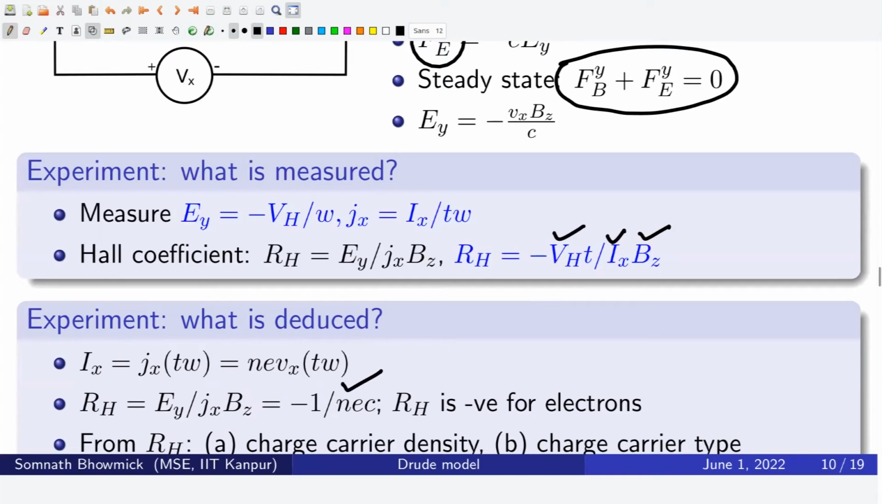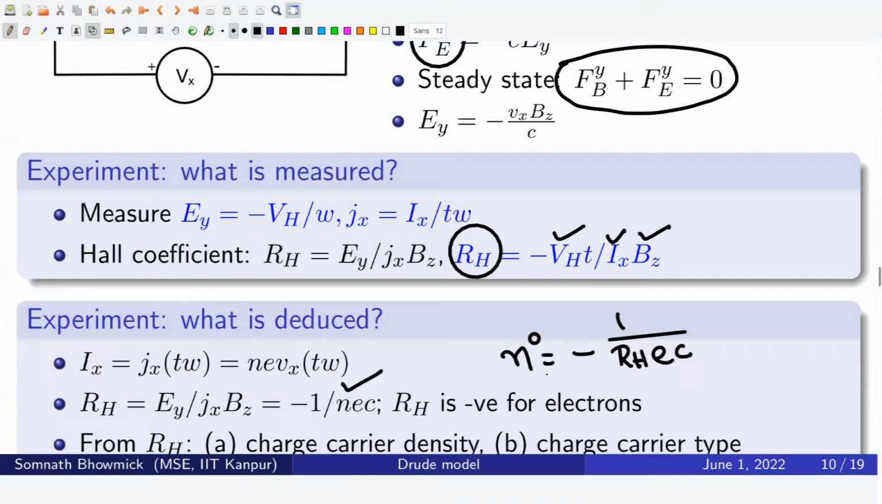Thus, if we can measure R_H from the experiment, which we definitely can do, we can calculate the charge carrier density n is equal to minus 1 by R_H ec. Because e and c, these are two fundamental constants, charge of electron and speed of light, and R_H we have measured from the experiment. Thus, we can calculate the value of n, and I note it as n_0.